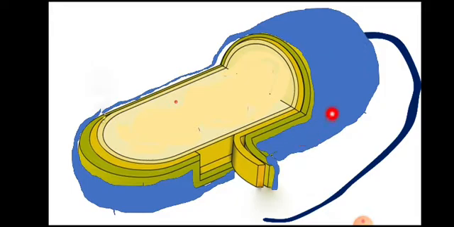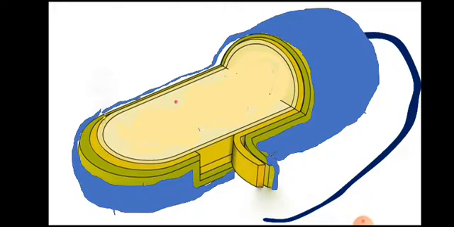So this covering may be structurally organized and bound to the cell wall, which is called glycocalyx, or it may be loosely bound to the cell wall. In that case, it is called a slime layer. So capsule is of two types: glycocalyx, which is firmly bound to the cell wall and structurally organized, and it may be a loose binding to the cell wall, which is called slime. So this may be present or may not be present in certain bacteria.